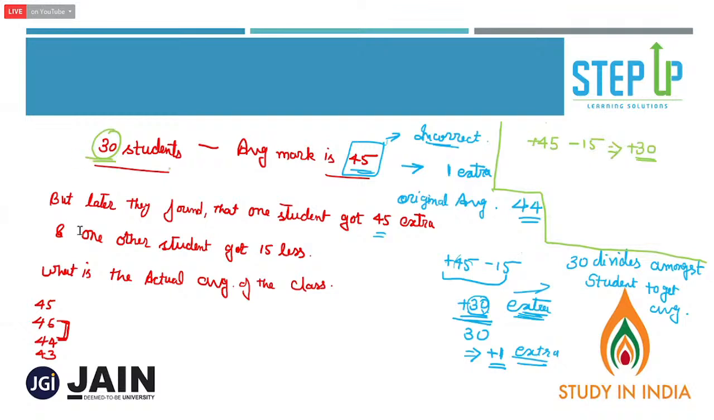To calculate average, where is my pen? Sometimes my pen also gets lost. And then I literally have to see. I don't know where I'm writing.